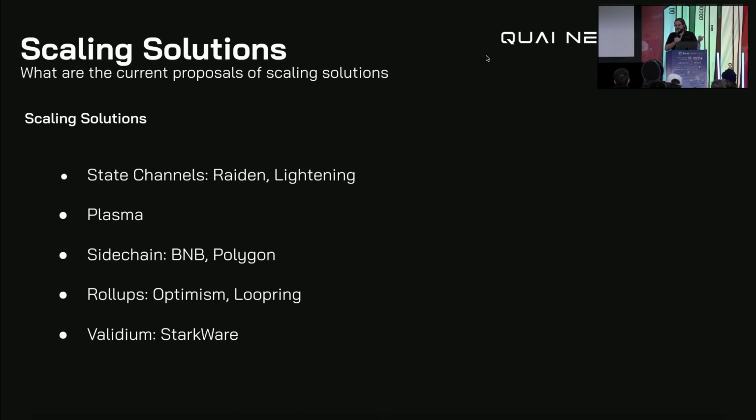Sidechains are scaling mechanisms, so having something like BNB or Polygon are technically a scaling mechanism for Ethereum, and we've seen a lot of that being used as scaling mechanisms with the popularity of moving contract and EVM execution into an alternate environment. Rollups obviously are a scaling mechanism, like Optimism and Loopring, and most recently Validium has been another sort of proposal with scaling, and StarkWare has sort of an offering there.